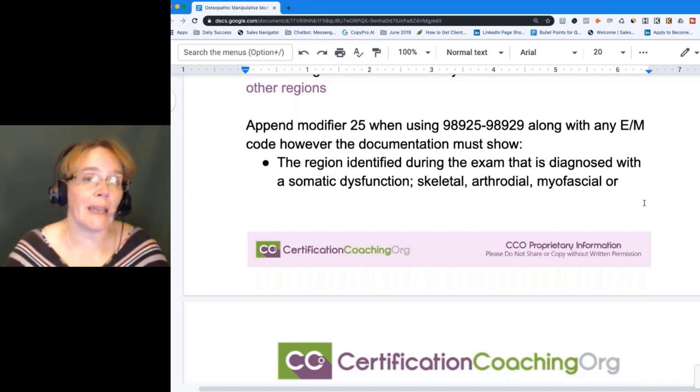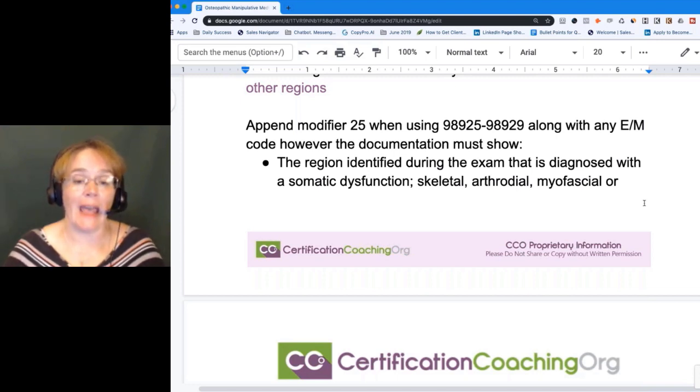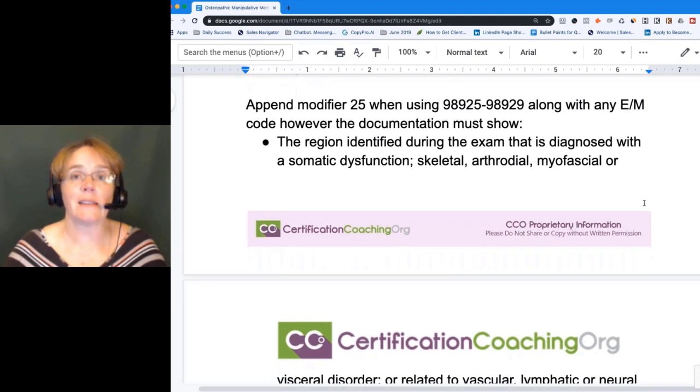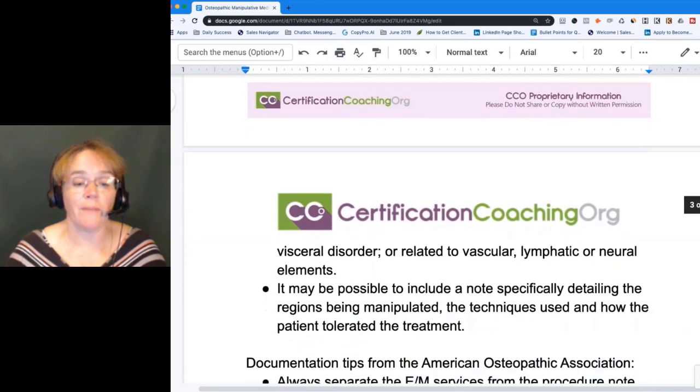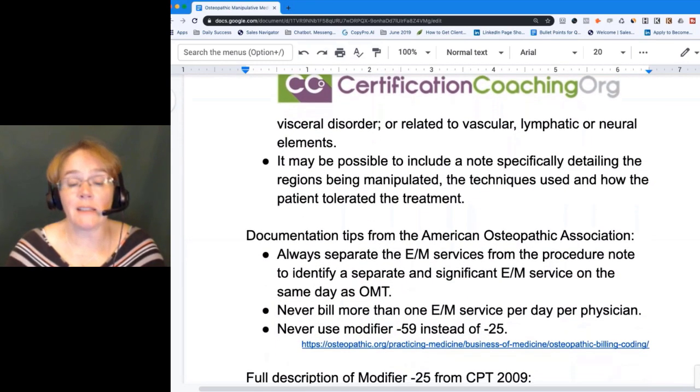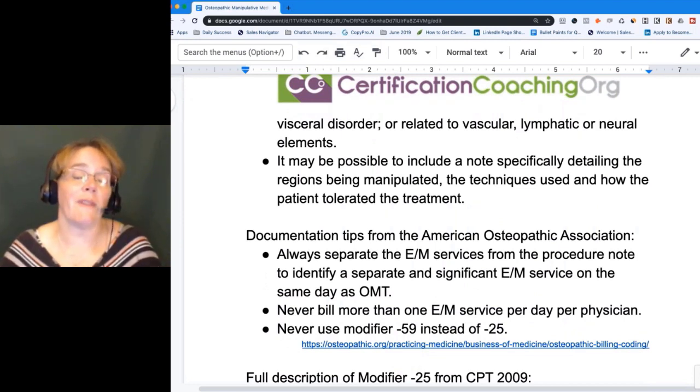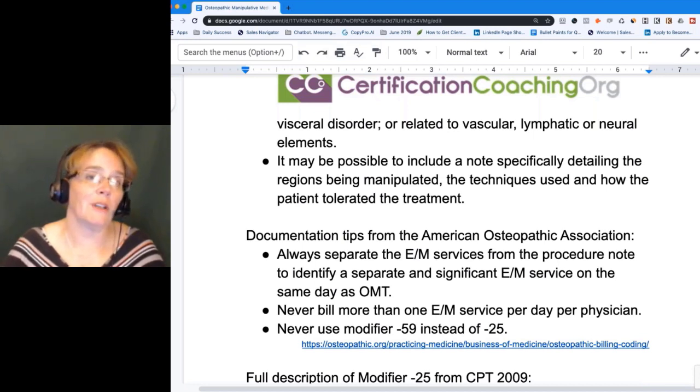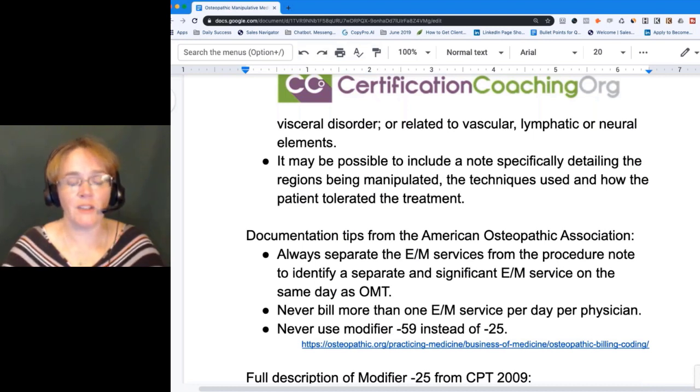So it needs to say in the documentation the region that was identified during the exam that has been diagnosed with some type of somatic dysfunction, whether it is skeletal, arthritic, myofascial, visceral, or related to some kind of lymphatic disorder, or it's going to affect some other element in the lymphatic system, neural system, or vascular system if we don't correct this. And it's possible to include a note specifically detailing those regions, but it also should say what techniques you used.